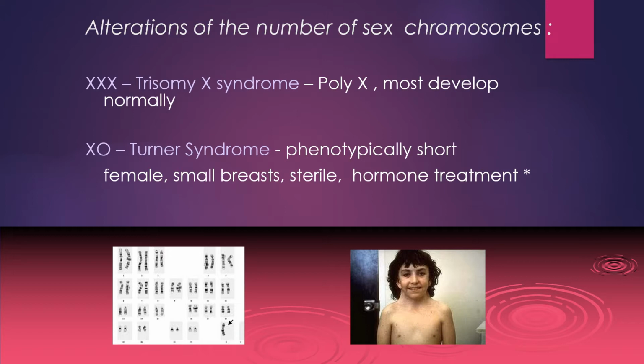And then we have Turner syndrome, which results in phenotypically short females. They usually have small breasts. They're often sterile, and they require hormone treatment for normal development.